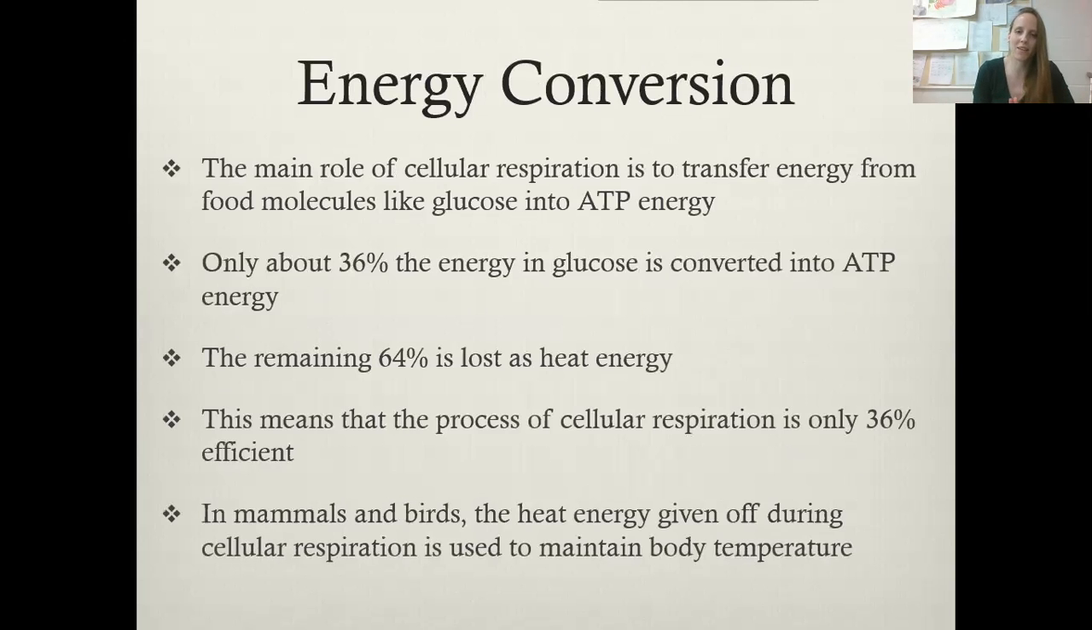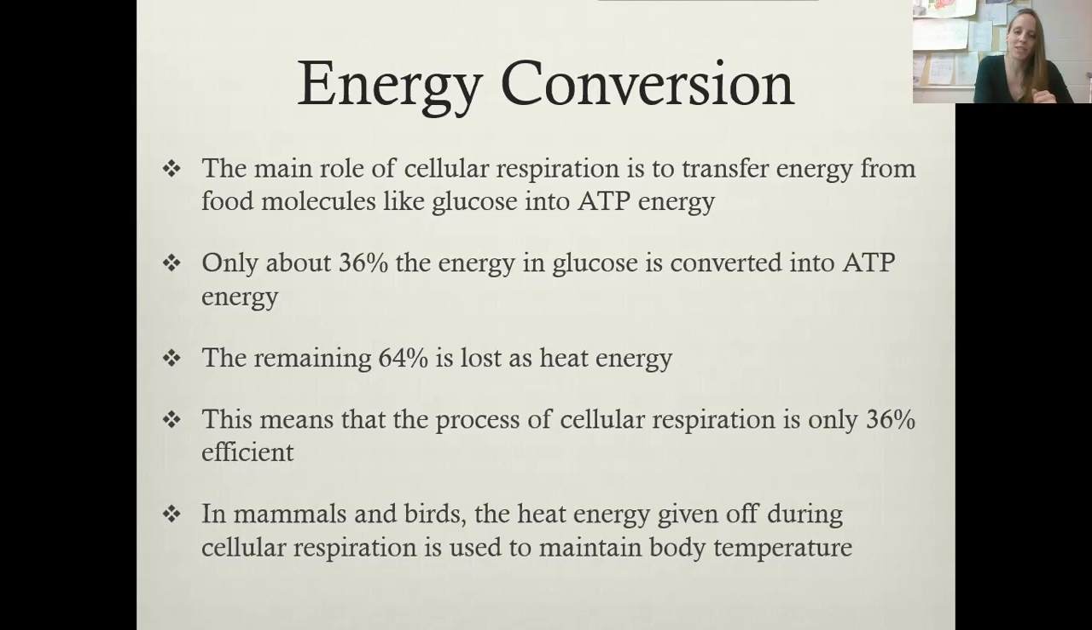So the main role of cellular respiration is just to transfer energy from food molecules like glucose into usable ATP energy. Only about 36% of the energy stored in glucose is actually converted into ATP. So that process of making ATP from glucose is only about 36% efficient. The remaining 64% is just lost as heat or thermal energy.